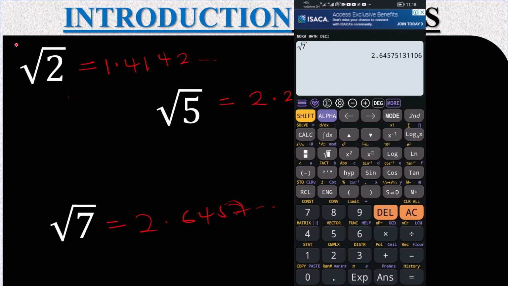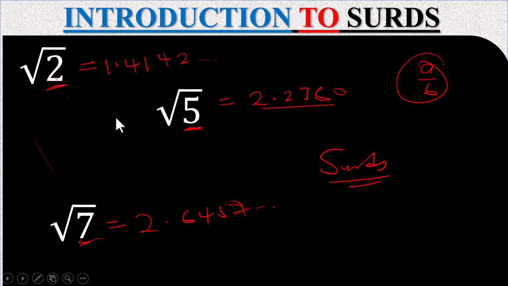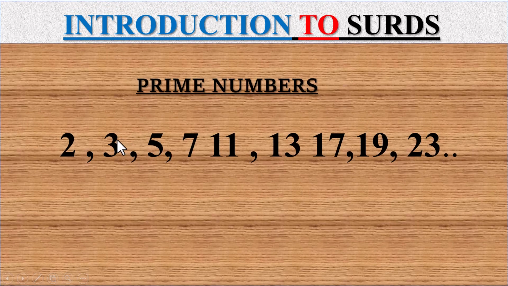Now these numbers that are not giving us exact values are called surds, and they are also called irrational numbers. Those that are giving us exact values, the perfect squares, are rational numbers, because they can be expressed in the form of a over b. Most of the surds are prime numbers, most of them. So we have 2, 5, 7, 3, 11, they are all prime numbers.